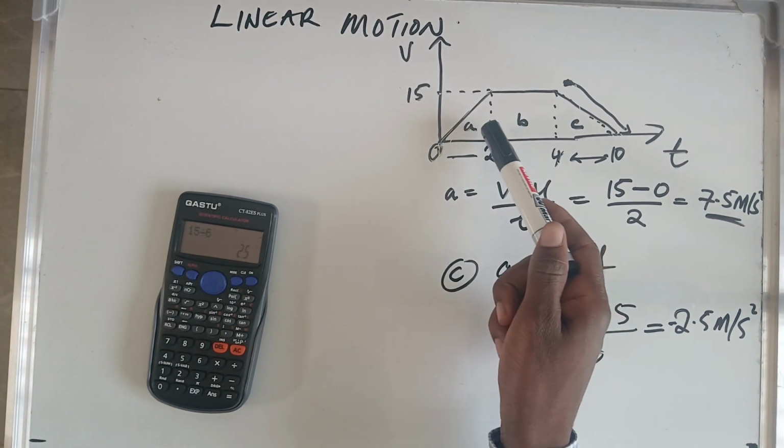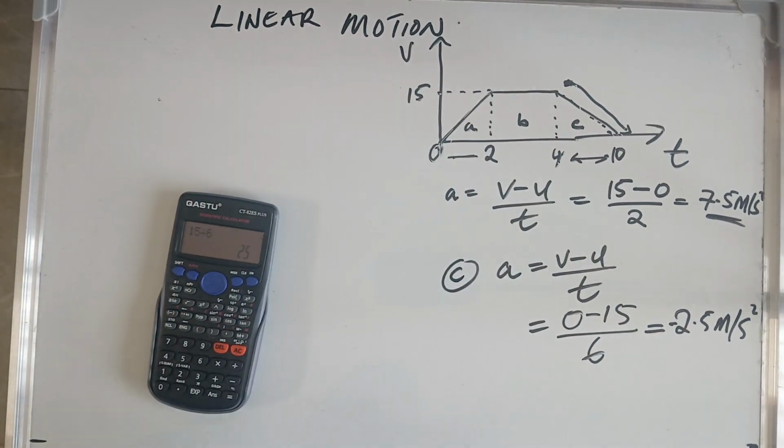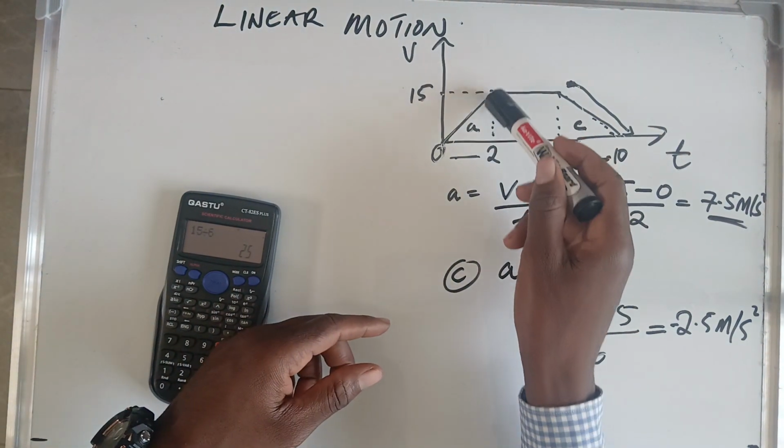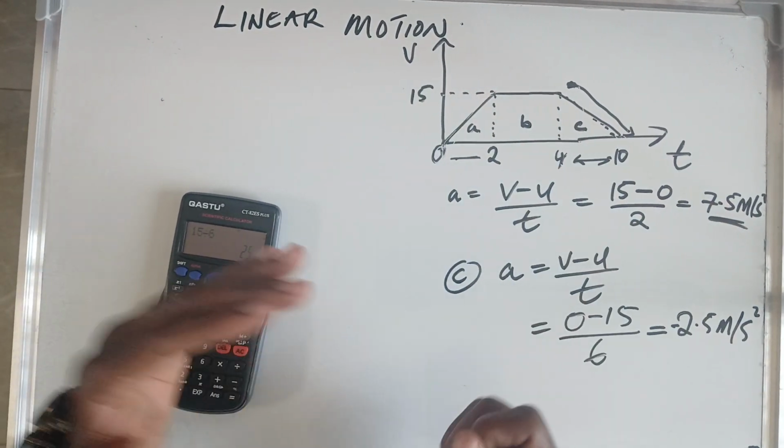Number one, if you look at this, these are regions. There's region A, region B, region C. Region A is a triangle. If you look at it, it's a triangle. Region B is a rectangle. Region C is another triangle.